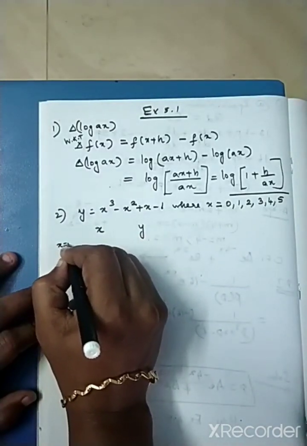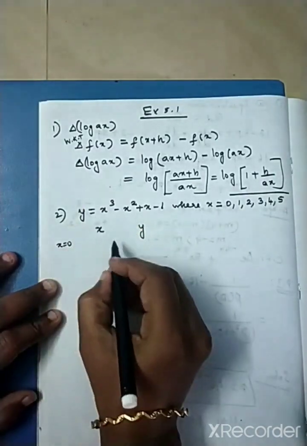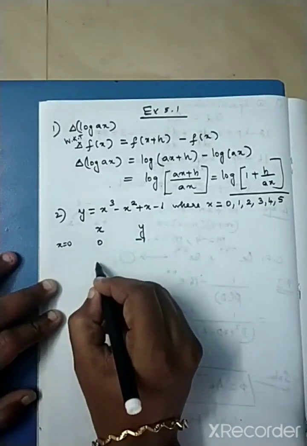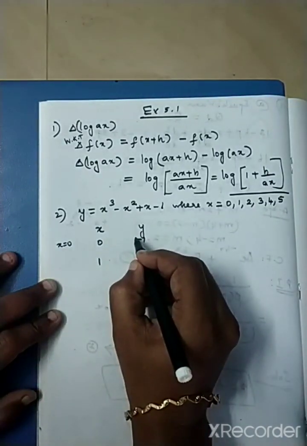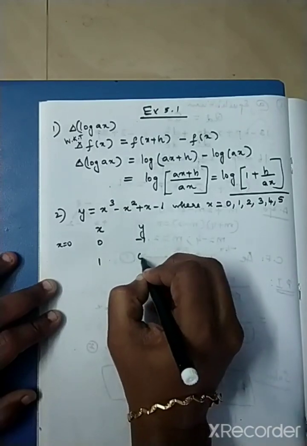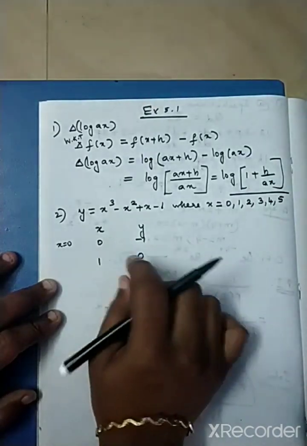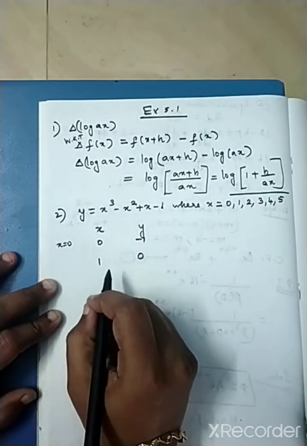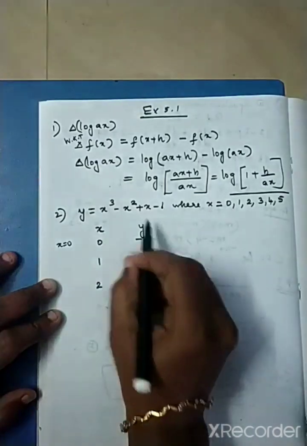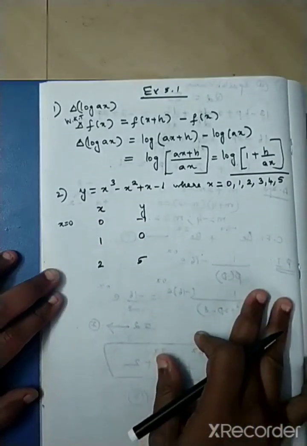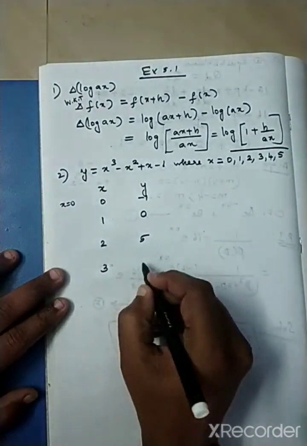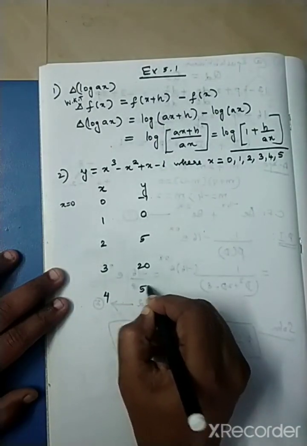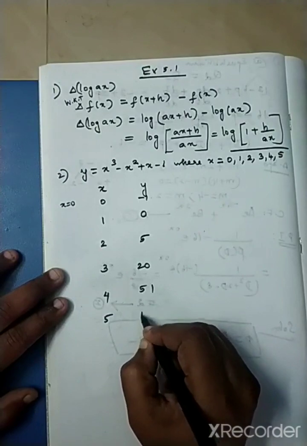Now when x is equal to 0, my y is equal to minus 1. Now when x is equal to 1, what will be my y? It will be equal to 0. Okay, then I am giving enough space. You also should give enough space between the values. Now when I put x is equal to 2, I substitute here and I will be getting y as 5. Then when x is equal to 3, I get y as 20. When x is equal to 4, I get y as 51. When x is equal to 5, I get y as 104.